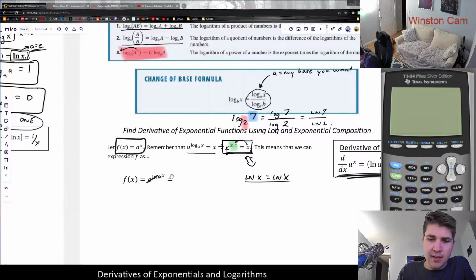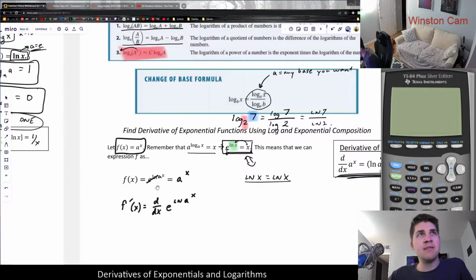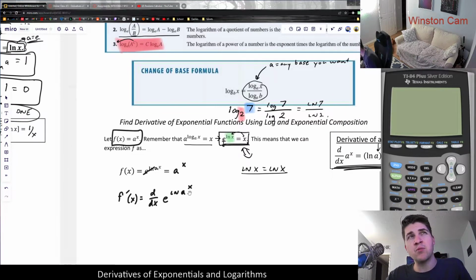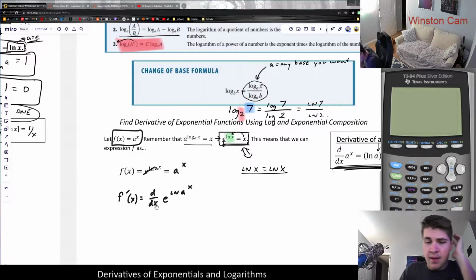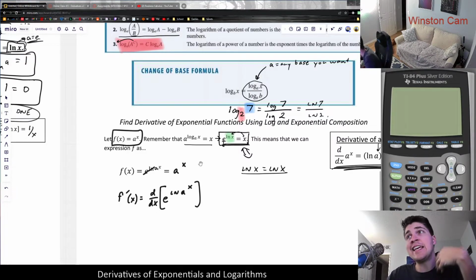So this is equal to a to the x. But essentially what we're trying to do is, if we want to know what f prime is, we could start by taking the derivative of e to the ln a^x. And again, the natural log of a raised to the x power is what we're dealing with. And this would help us figure out the derivative of the generic-base exponential function.